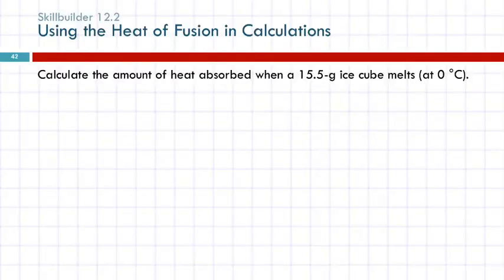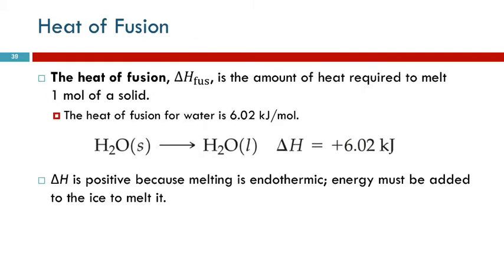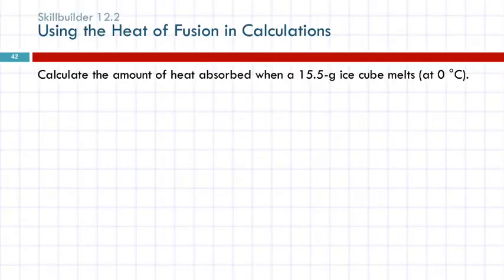So calculate the amount of heat absorbed when a 15.5 gram ice cube melts. We need more information. Well, we could go all the way back to a table, but we could just do it here too. Delta H for freezing is 6.02 kilojoules. This one's for melting. It's the same number, just the sign is different. So here we're calculating the amount of heat absorbed when a 15.5 gram ice cube melts.